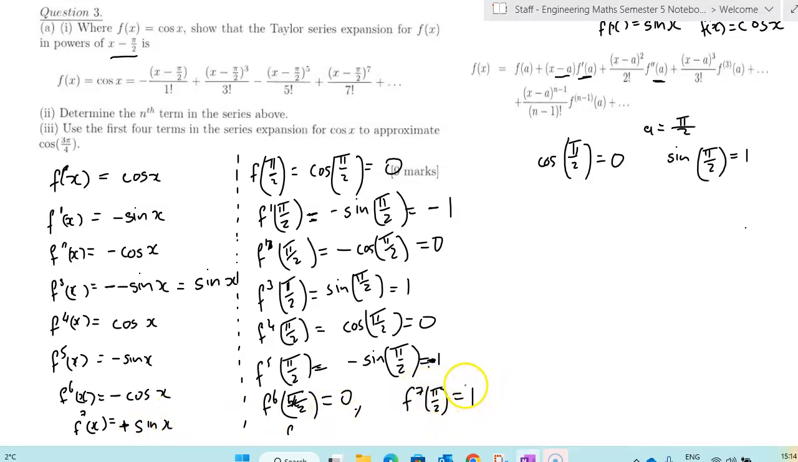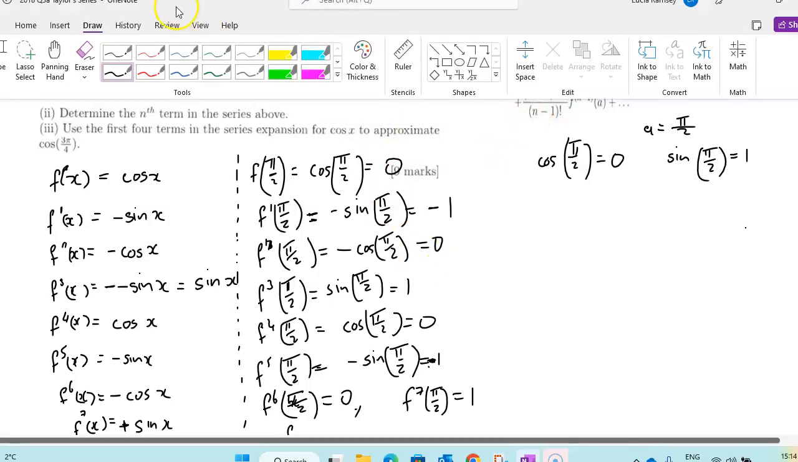So we have all the values for the f values now, and we have to put them into this formula. All right, so I'll just scroll down the page, hopefully have that formula in front of you somewhere.